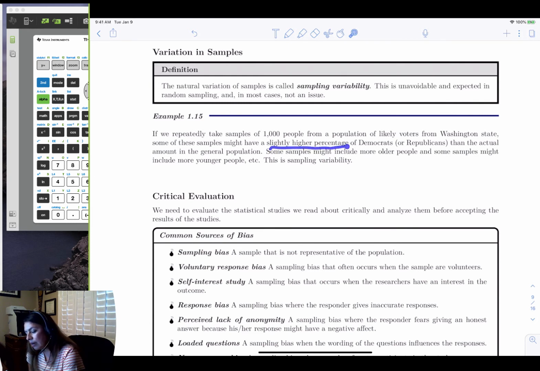Some samples might include more older people and some samples might include more younger people, etc. Some might include more male, more female, more people from one party or the other, right? This is sampling variability. To minimize this variability, which is very natural in gathering samples and data, use those other types of sampling techniques. Like if you wanted to do Democrats and Republicans, stratified might be a way to go.